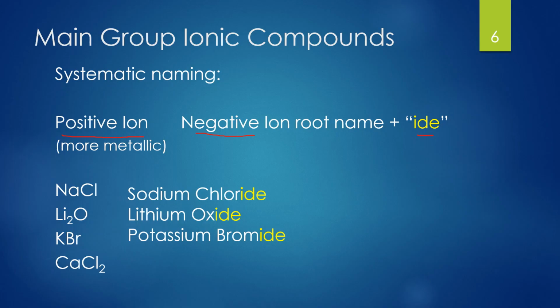Last but not least, CaCl2. Ca is an alkaline earth metal. It's calcium. So we write it just how it's written on the periodic table. And then Cl, chlorine, becomes chloride, as we saw in the first example.